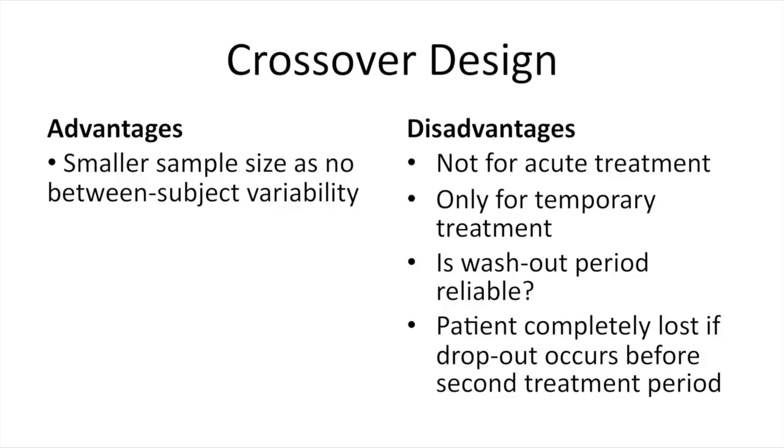There's one major advantage of a crossover design. You need a smaller sample size as there is no between subject variability, so each participant is his own control and therefore the variability is lower. There's disadvantages. You cannot use it for acute treatment. You can only use it for temporary treatment. You have also always to question, is the washout period reliable or are there carryover effects? And patients are completely lost if a dropout occurs before the second treatment. So if you finished one phase but not the second, you have to take out the patient.